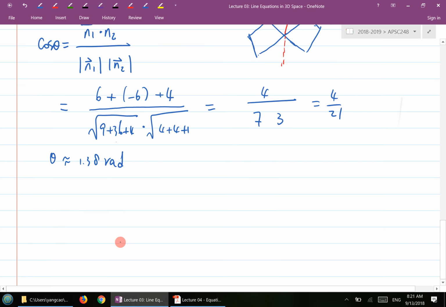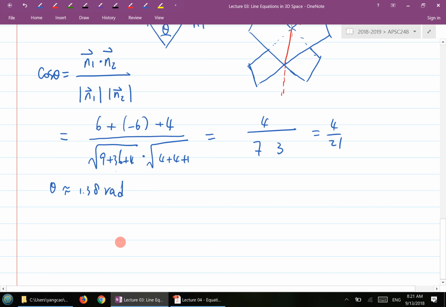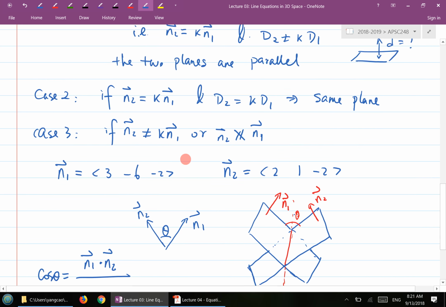On case 3, it says if n2 does not equal k n1, then that leads to n2 not parallel. Why is it "or"? So you mean why from here to here? Yeah, like why is it "or"? Oh, I see. "Or" basically means, in my words, one leads to another. Well, what I'm saying is these two are equivalent in here. So if they're not multiples of each other, then they must be not parallel to each other.